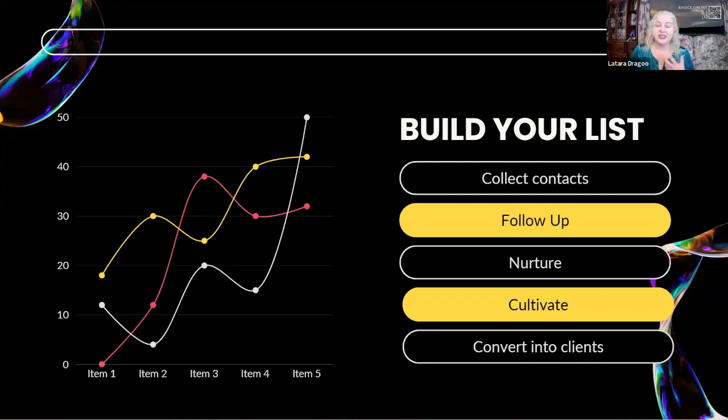So once you collect your contacts, you want to make sure that you follow up with them. You can reach out and say, hey, were you able to access the course? What did you think about it? Something like that. You can have a long-term drip campaign to nurture your contact and cultivate this relationship with them so that they eventually convert into your client.